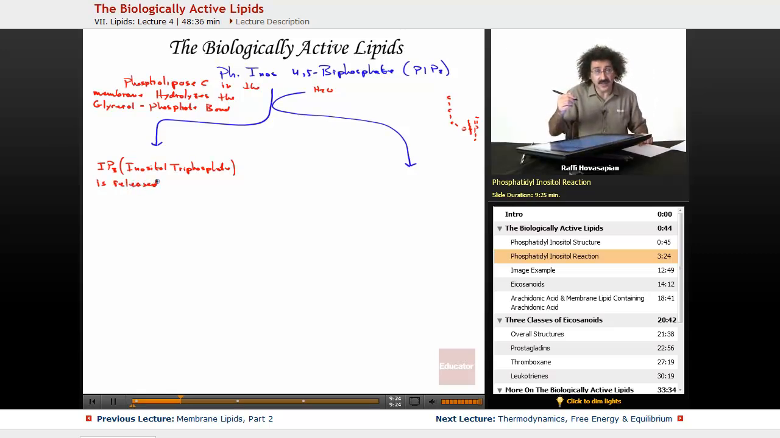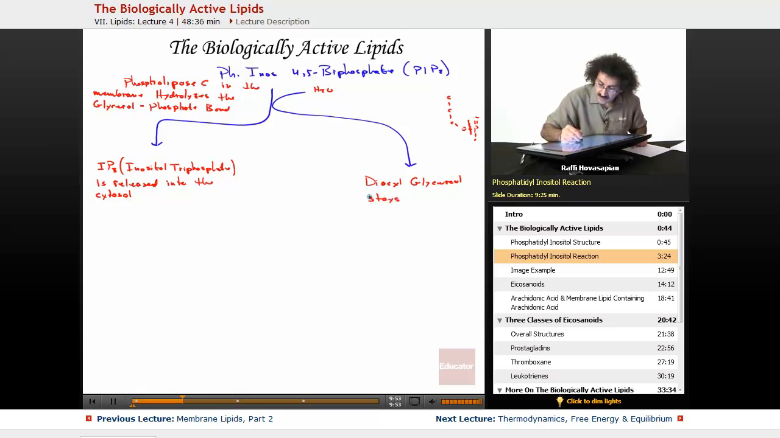Remember we said it's on the inner leaflet, so once it breaks that, the IP3 molecule just floats into the cytosol. I'll show you a picture of it in just a minute, so don't worry about that. It is released into the cytosol. And the other, of course, is the diacylglycerol. The diacylglycerol stays in the membrane. So the diacylglycerol part stays in the inner leaflet of the membrane. Stays in the membrane.